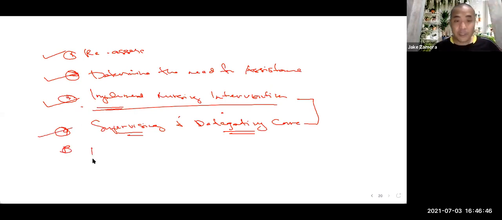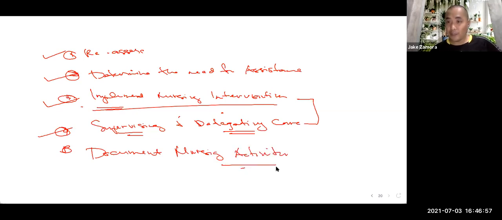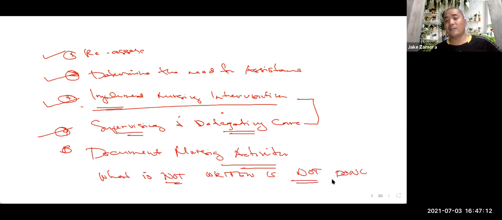Check. And then, most importantly, you have to document, okay? You have to document nursing activities. Okay? Bakit mo kailangan i-document ang nursing activities? Again, what is not written is not done. So kahit anong sabihin mo, pag hindi yan nakasulat, pag wala yung signature mo, pag wala yung date mo, ibig sabihin, hindi yan nagawa. Pag may nangyari sa pasyente mo, it can be your fault. Okay? So, dapat malinaw yan.